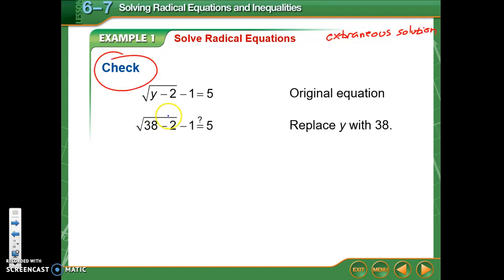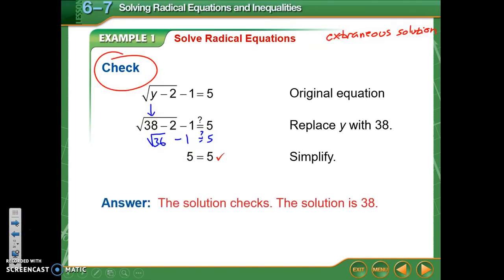So here's my original equation. I'm going to replace y with 38 because that's the solution I got. And then we're going to simplify this. This gives me the square root of 36 minus 1, wondering if that equals 5. The square root of 36 is 6. 6 minus 1 is 5, so it does work. So 38 is my solution, but you always have to check.